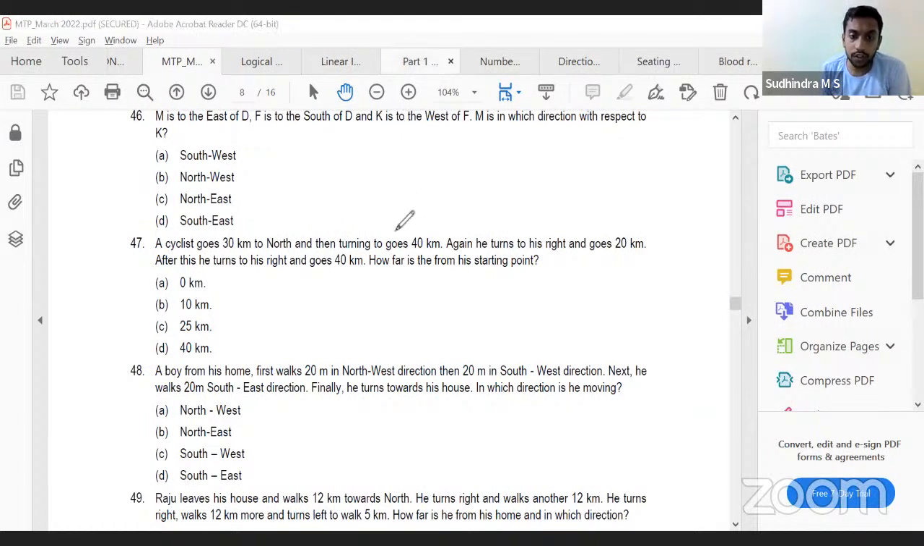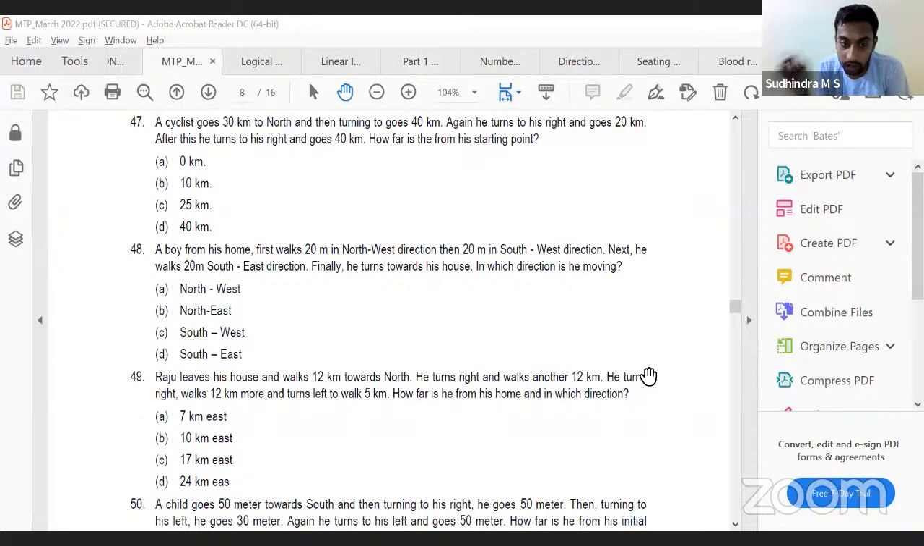So he first walks northwest direction. Northwest means this side. Then southwest means this side. Then southeast, so this side. Then this is his house, so he is turning towards his house. So which side is he facing? Northeast. This is north, this is east, so in between, northeast. So northeast is the correct answer.